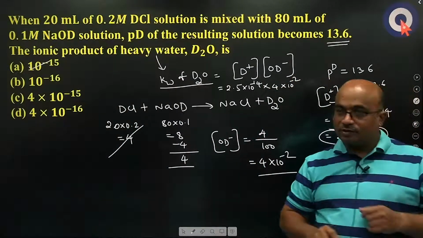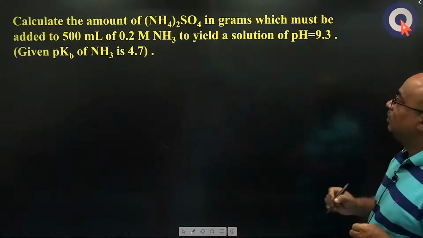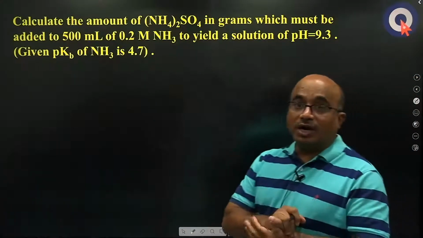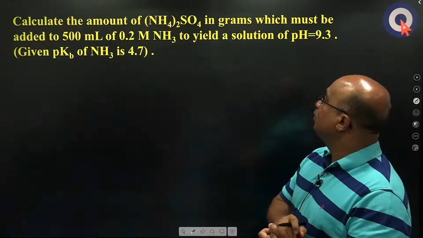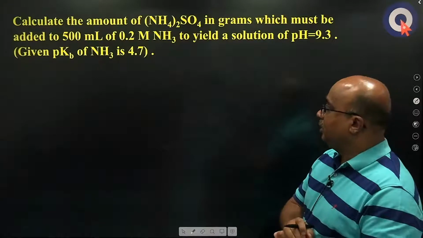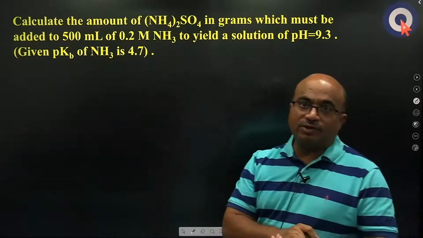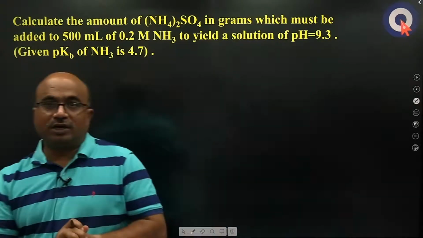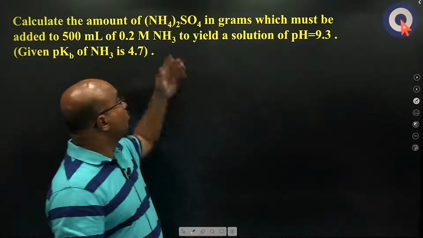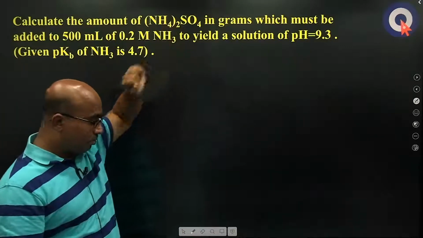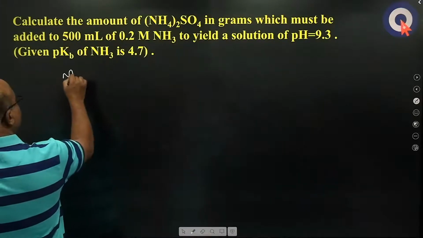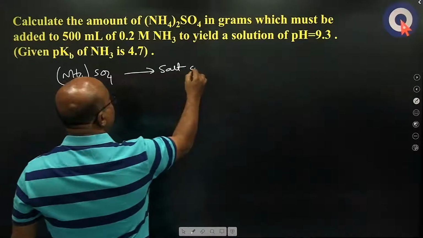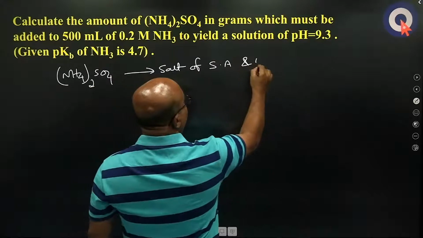Let us see the next thing. The amount of ammonium sulfate in grams which must be added to 500 ml of 0.2 M NH3 to yield a solution of pH 9.3. The pKb of ammonia was given. So it indicates ammonia is a weak base, and we are getting a salt of ammonia from H2SO4, because it is ammonium sulfate. So ammonium sulfate is nothing but a salt of a strong acid and a weak base.